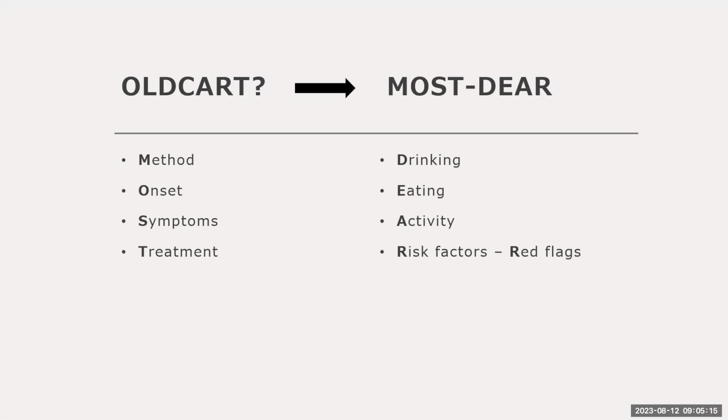This is for pediatric patients. The most important thing that you need to get from the history is how sick the child is and how soon you need to intervene. So these are usually the couple of questions that I use to get that information. I usually ask about their drinking, their eating, their activity level, and risk factors or red flags. We'll go through all of those today.